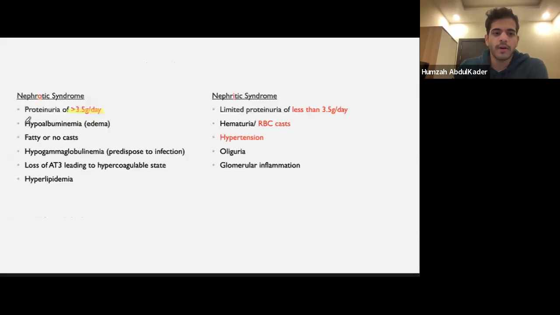Additionally, they'll have edema due to a decrease in albumin, which is part of the loss of protein in the urine, right? They oftentimes won't mention any casts, but if they do, then they'll mention that there's fatty casts. Additionally, they're predisposed to infection because they have low gamma globulin, and they lose antithrombin 3, which basically leads them to be in a more coagulable state. Now, these last three are not as high yield, but I think they're just important things you should keep in mind. You won't often see them in questions. The things that you're going to see for sure are proteinuria and edema, which is what we see in this question, right?